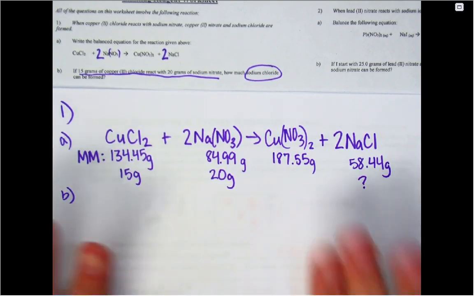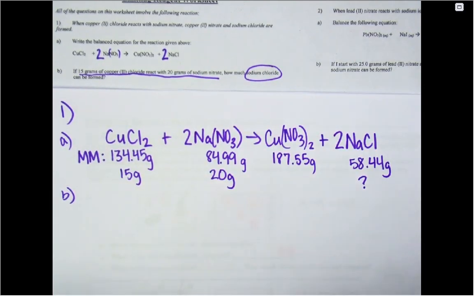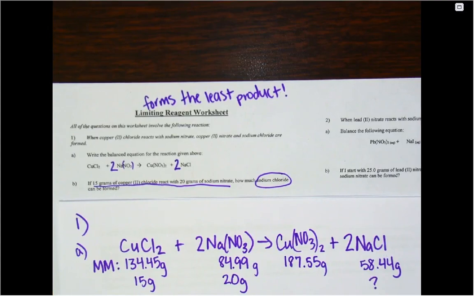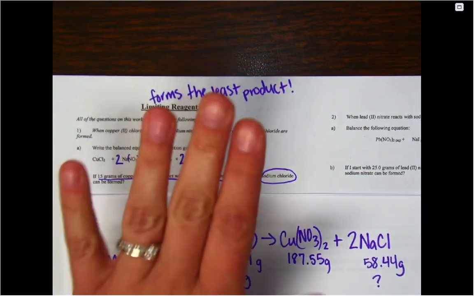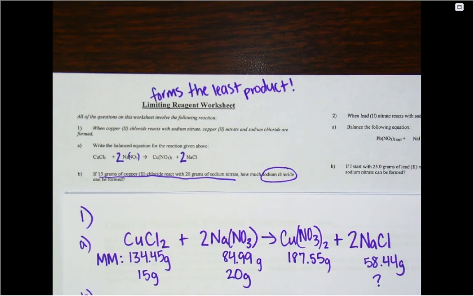Okay? So far we don't really care about copper nitrate. All right, so if that's all our givens, then what that means is that we're going to be setting up 2 stoichiometry problems, right? 2 setups. And then how are we going to determine what the answer is? There we go. The one that forms the least. So the smaller answer of the 2 is going to be your final answer, okay?